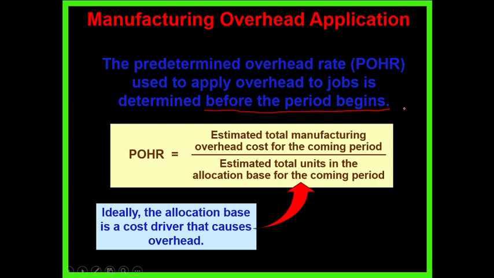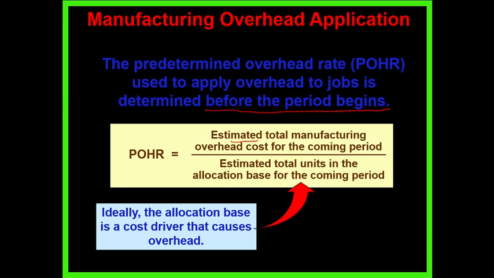To prepare entries. You don't have to wait at the end of the period just to come up with an entry for your factory overhead. With your predetermined overhead rate, you can record them, you can book the cost, as you go along. So how do you compute that? You have the estimated total manufacturing overhead cost for the coming period. Take note, estimate lang naman.